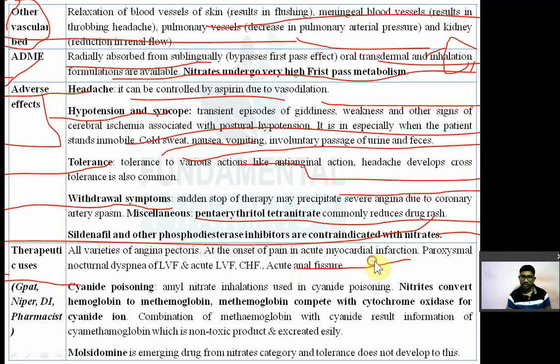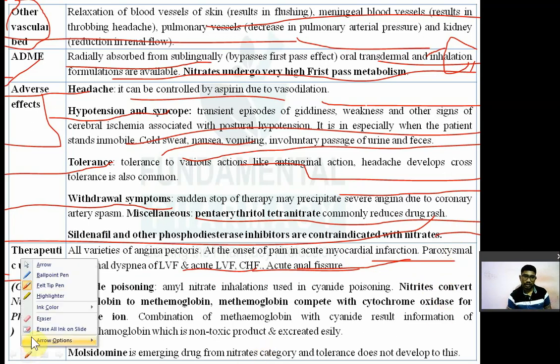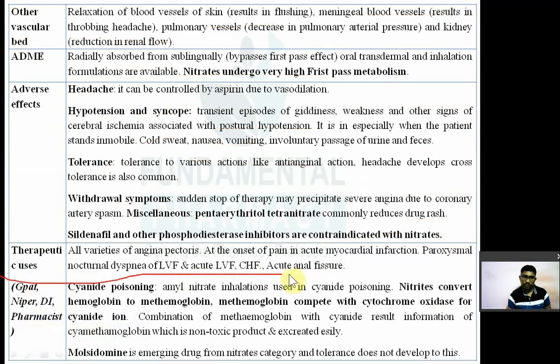Also in paroxysmal nocturnal dyspnea, left ventricular failure, acute left ventricular failure, congestive cardiac failure, and acute anal fissure. We will use them there. Dyspnea means difficulty breathing; if you cannot breathe at night, it is called nocturnal dyspnea. So these are the uses.